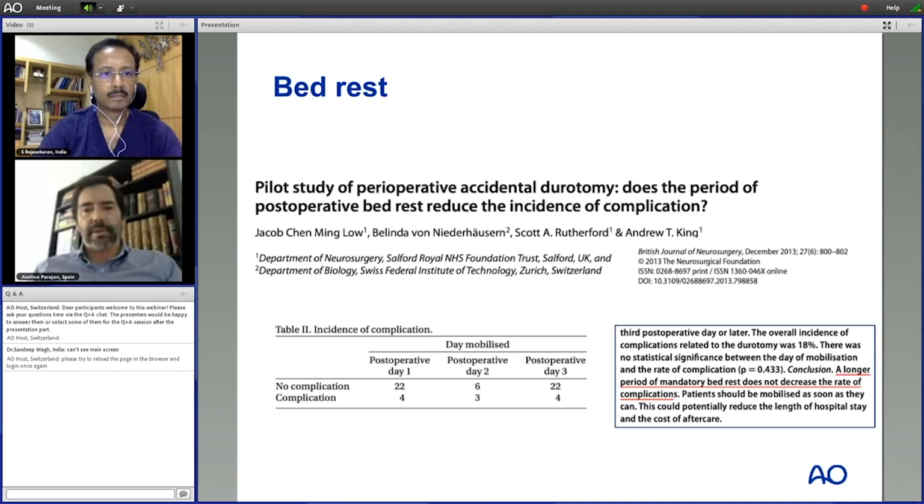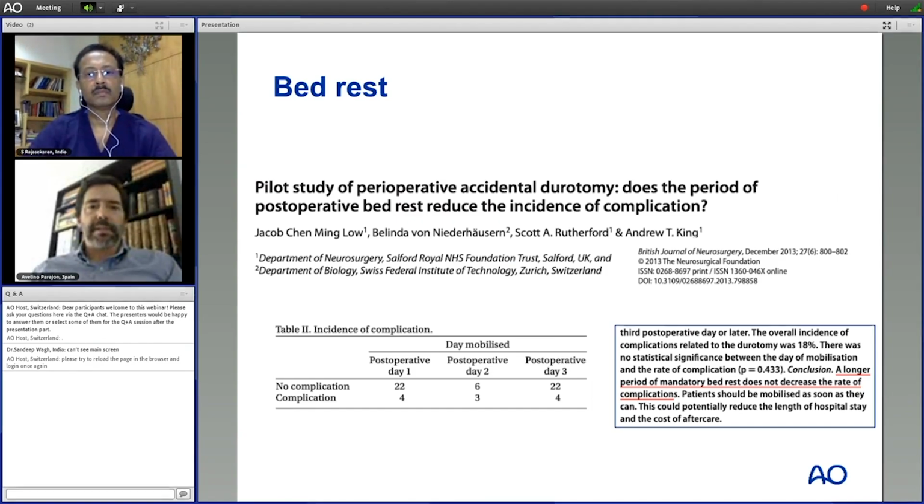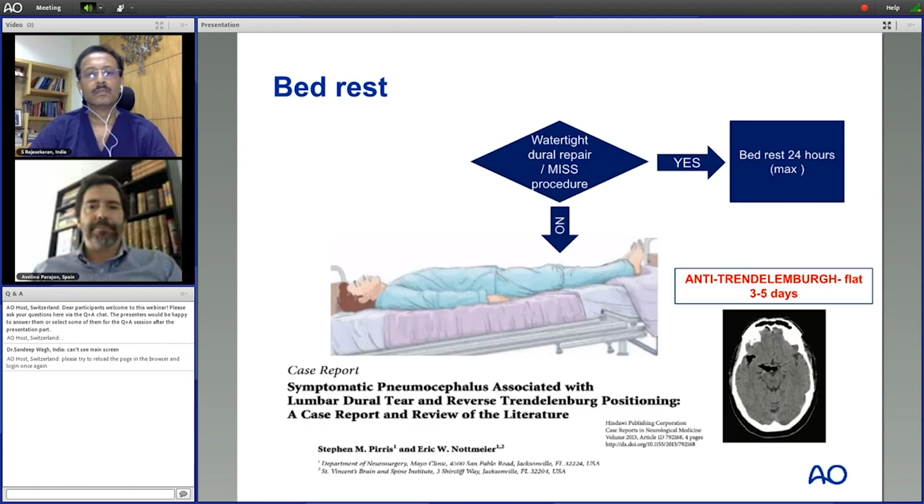up to one week. So in general, patients should be mobilized as soon as they can, because obviously the potential complications of prolonged bed rest can exceed the advantages for CSF leak treatment. And some authors have found that the healing of the dura probably happens during the first 24 hours. So this is probably the best indication.